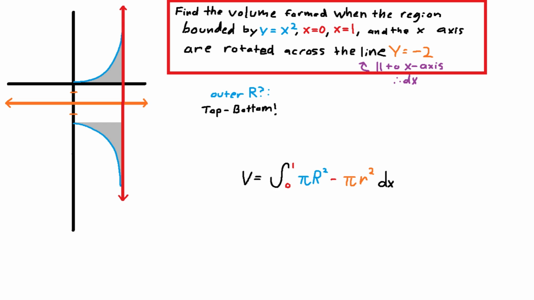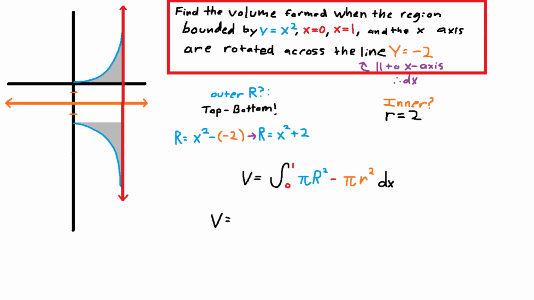Again, all of these videos I've done have kind of built off of each other in little ways. So big R is simply x squared, the top function, minus negative 2, the bottom function, which would give us big R equaling x squared plus 2. And the inner radius, little r, is simply r equals 2. That is the radius of the hole that is within the 3D solid.